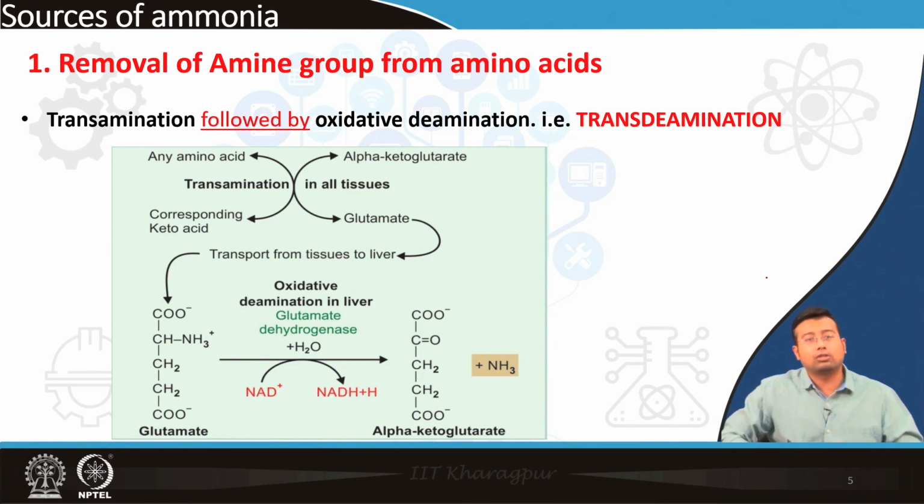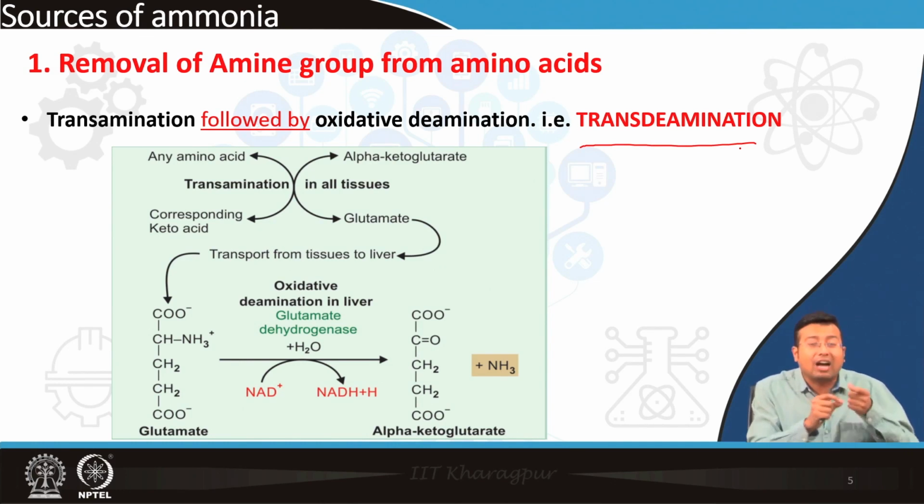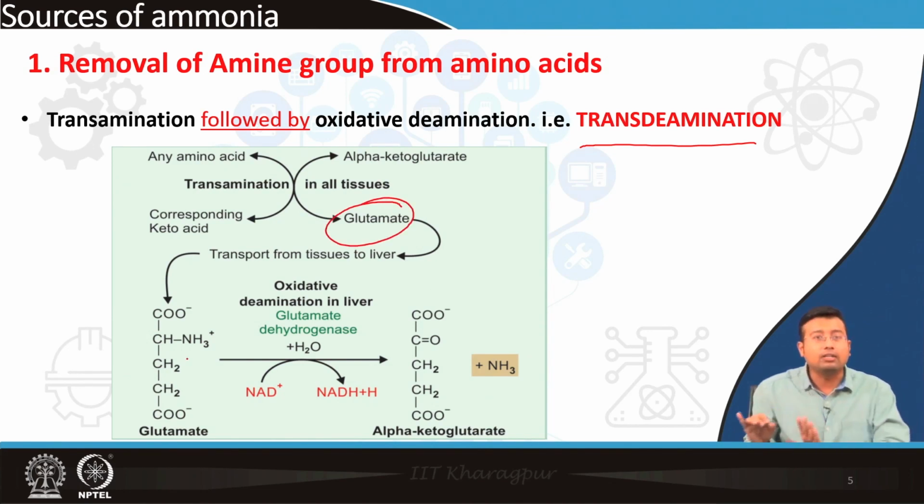So, number one source of ammonia that we discussed in the last class is from amino acid. The amine group of amino acid, when it is removed in the form of trans-deamination, that is all amino acids undergo transamination where the amino group is transferred from the amino group to the keto acid, that leads to the production of glutamate in all tissues, and ultimately glutamate is transferred to the liver where it is acted upon by glutamate dehydrogenase. It is the reaction of oxidative deamination. So, ultimately deamination of glutamate is the major source of production of ammonia in the body.